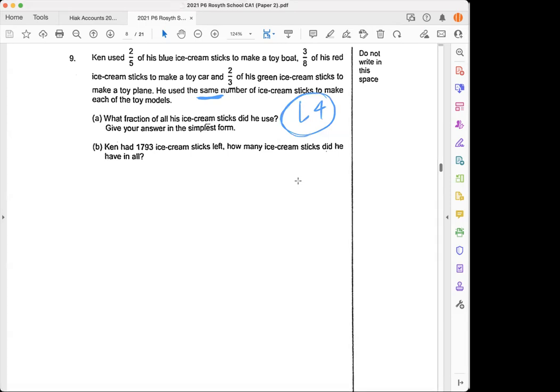So 2/5 of the blue is equal to 3/8 of the red and is equal to 2/3 of the green. This is fraction equal to fraction, or equivalent proportion. When this happens, you have to make the numerators the same. Make it 6, since for 2 and 3 the lowest common multiple is 6. Times 3 for this fraction, you get 6 over 15. Times 2, you get 6 over 16. Times 3, you get 6 over 9.